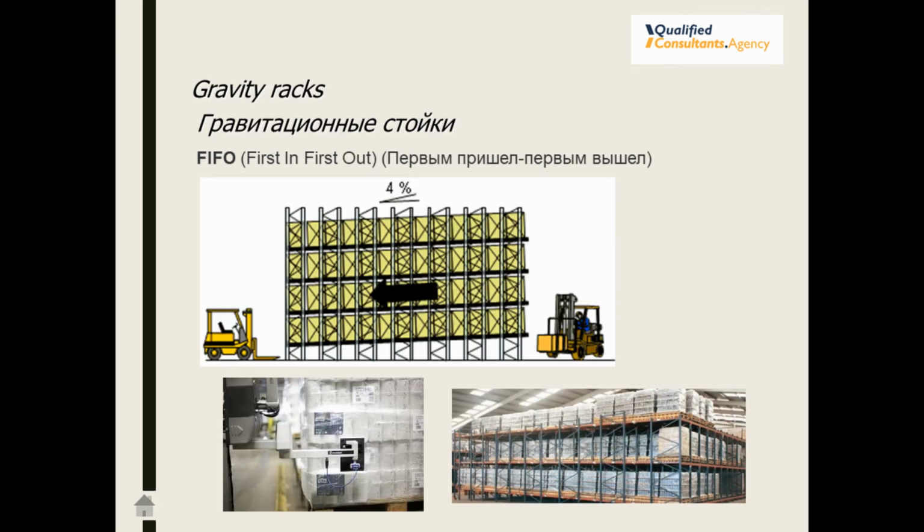Customer can have different kind of racks in his warehouse. If they have gravity racks, the labels have to be placed usually on front and rear of pallet, to be able to be read by forklift driver on both sides of warehouse, loading and unloading. These racks are working in a FIFO regime, first in, first out.